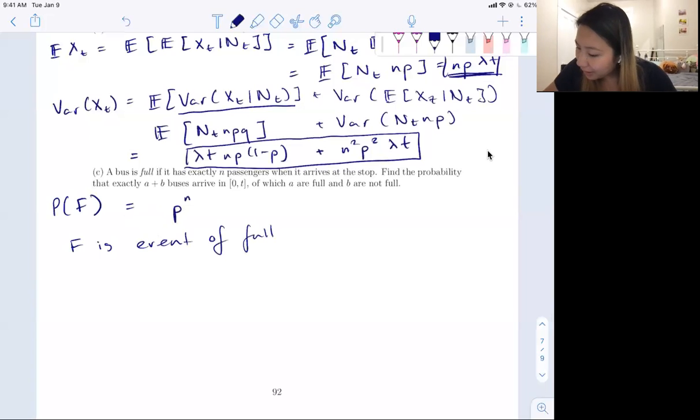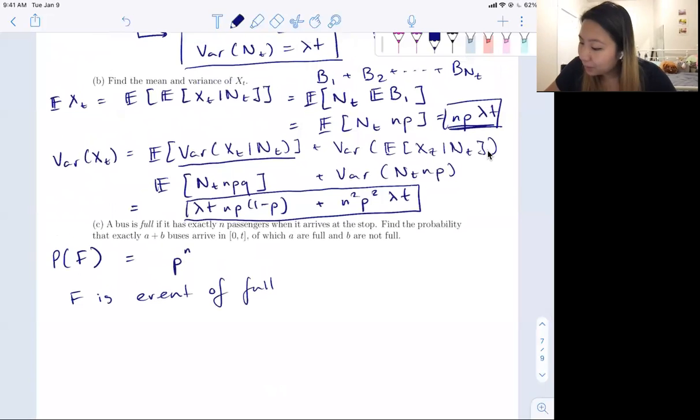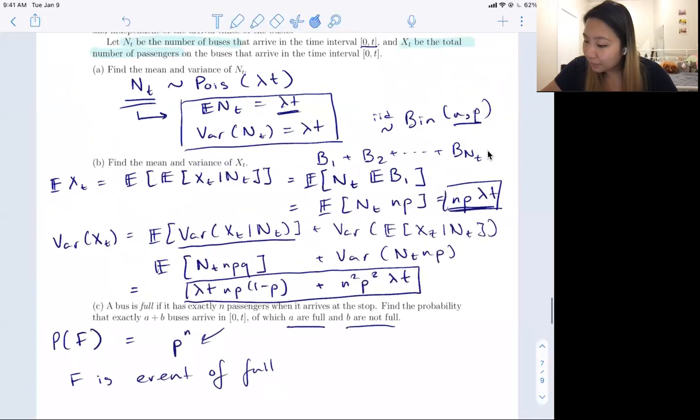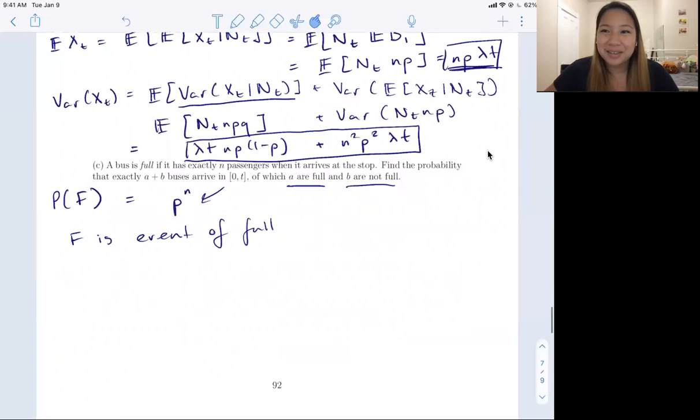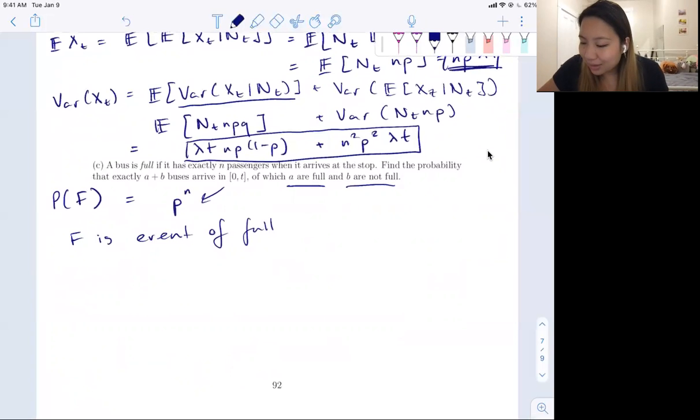So we're looking for exactly A plus B. A of them are full, and B of them are not. We have a Poisson process, so we have N_t buses total. This sounds a lot like chicken egg, where the laying process is the bus coming to the stop, and the hatching process is the bus being full. So let's define some random variables. Let A be the number of full buses, and B is the number of not full.